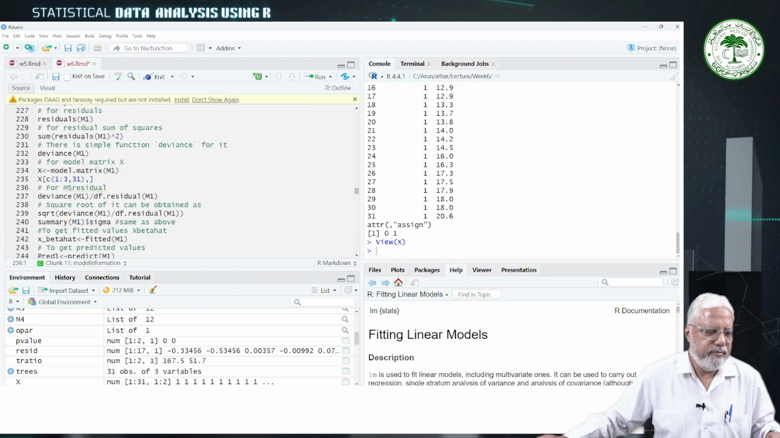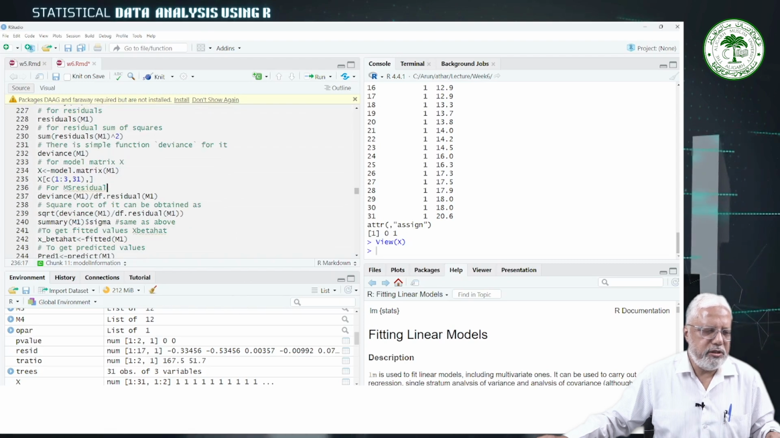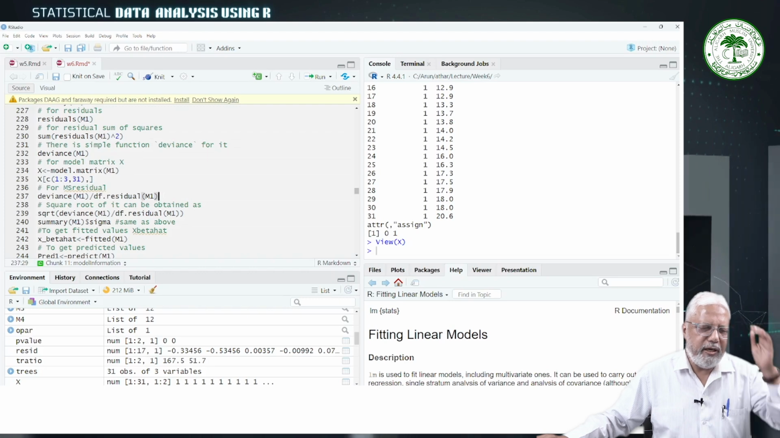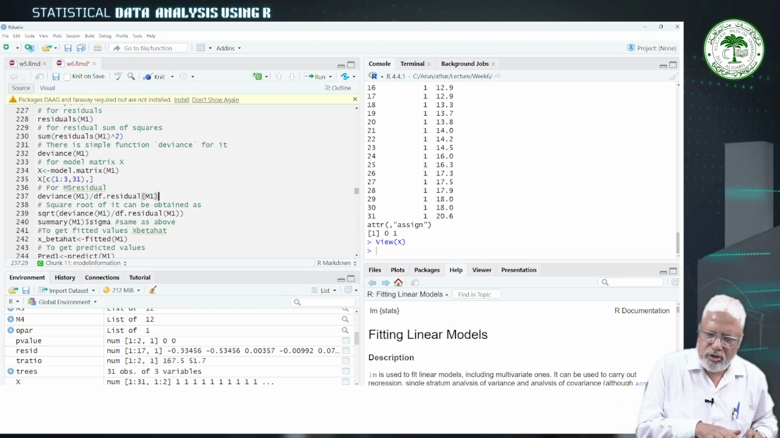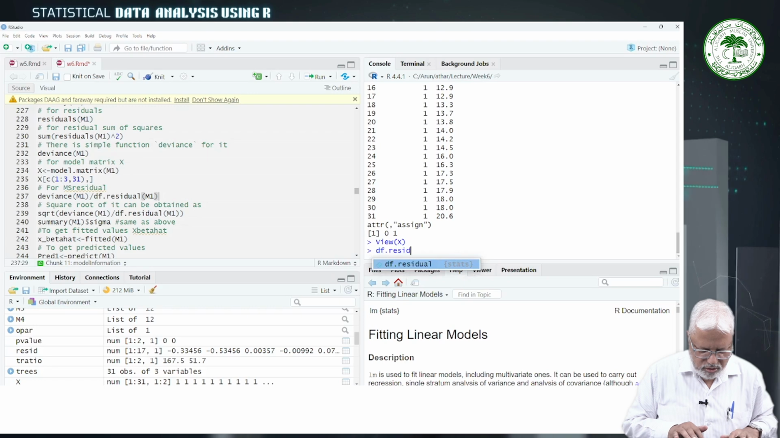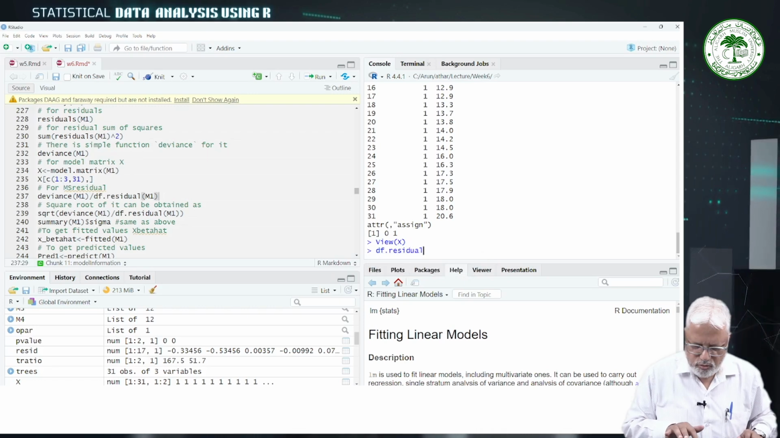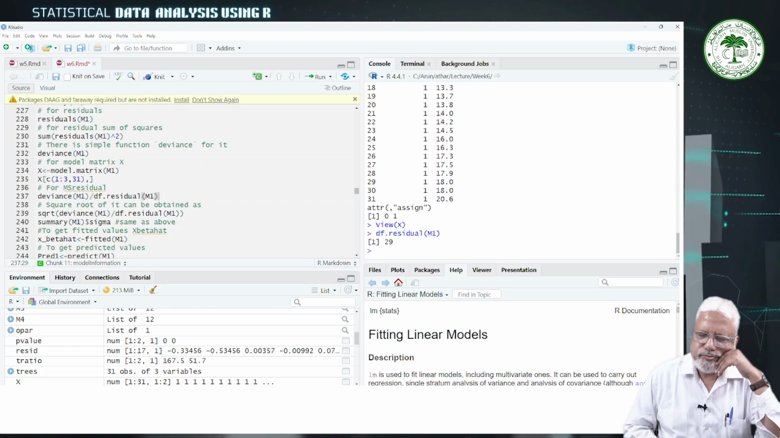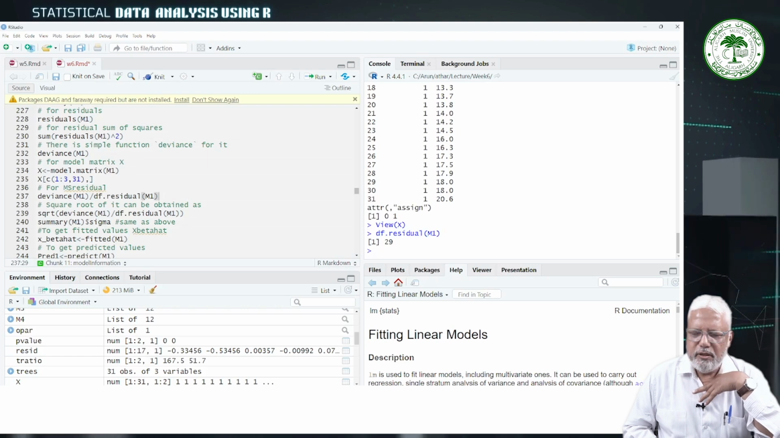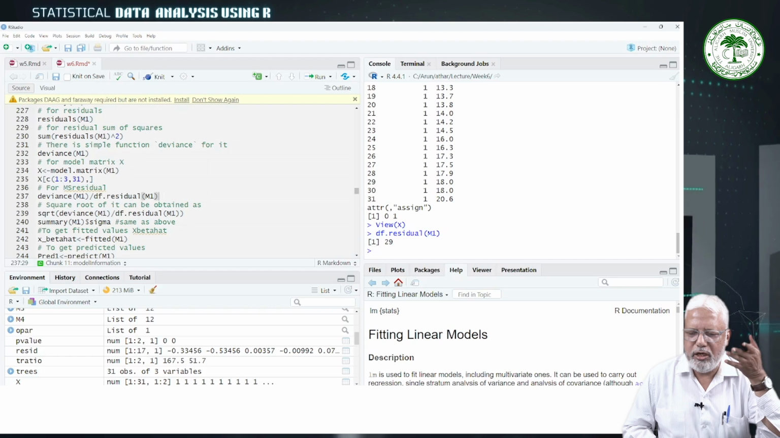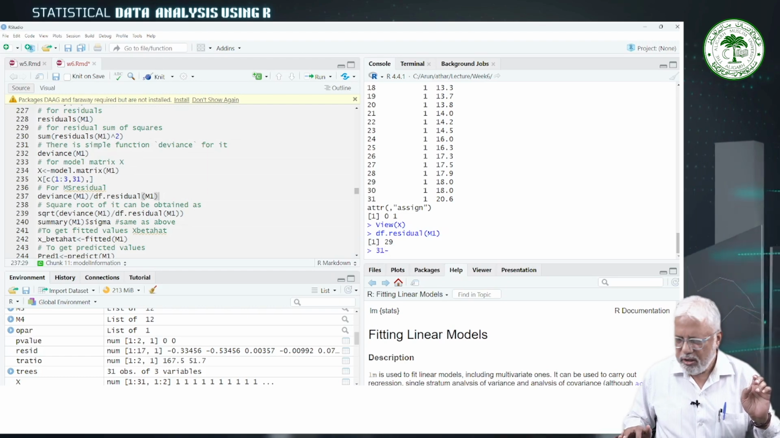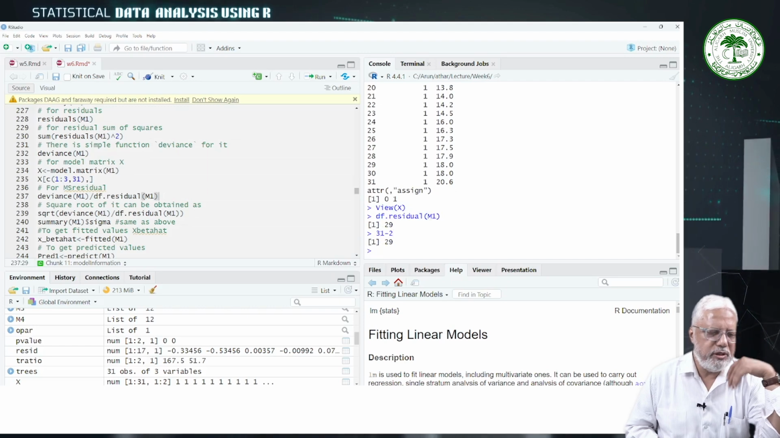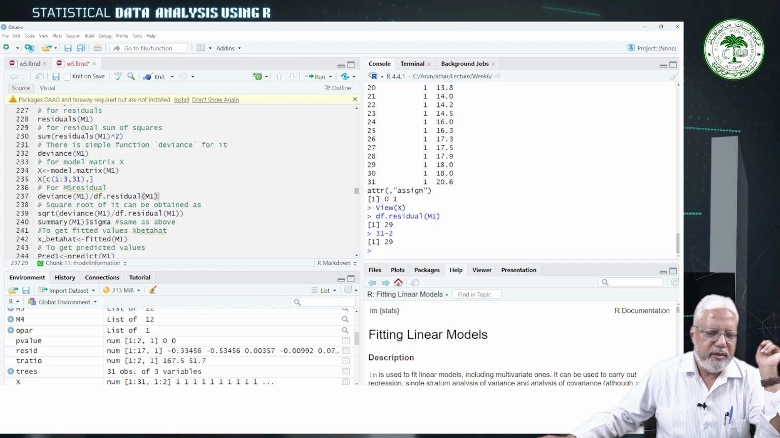Now, MS residual is nothing but deviance, that is the residual sum of squares divided by the degree of freedom. If we talk of df dot residual of M1, it is 29, because df residual is nothing but n minus the number of columns in X matrix. There are 2 columns and 31 observations, so 31 minus 2 gives 29. That way we can get information about df residual.